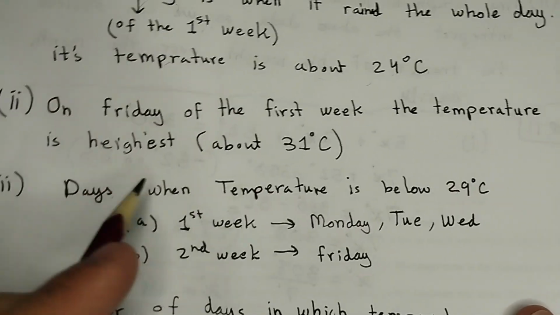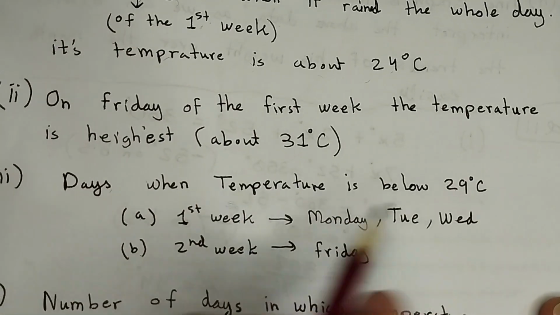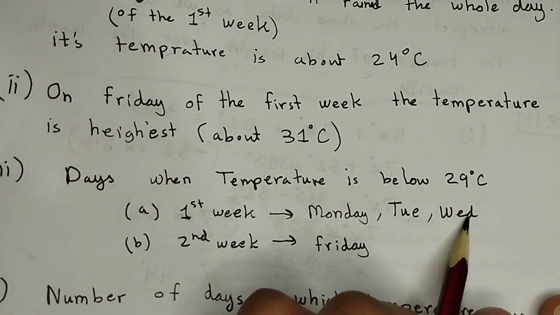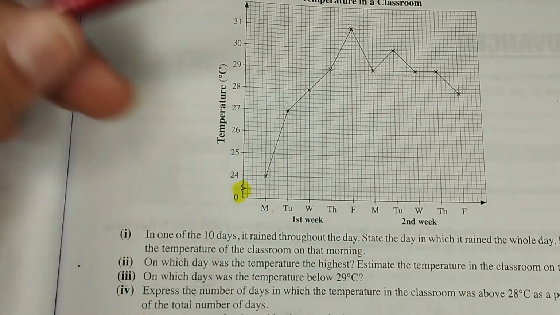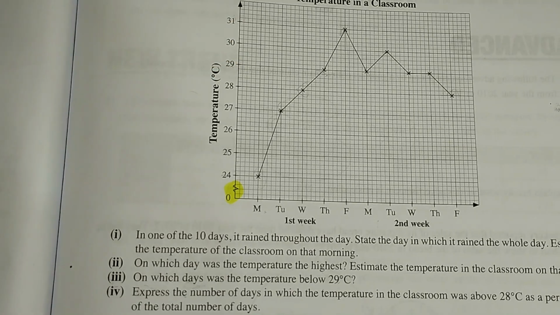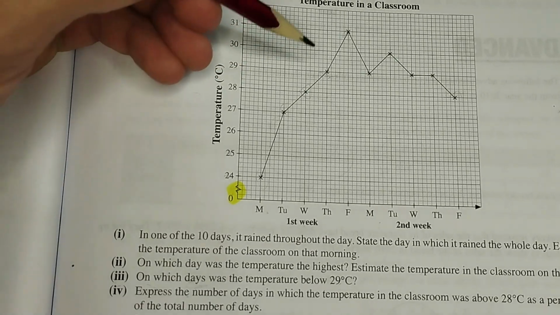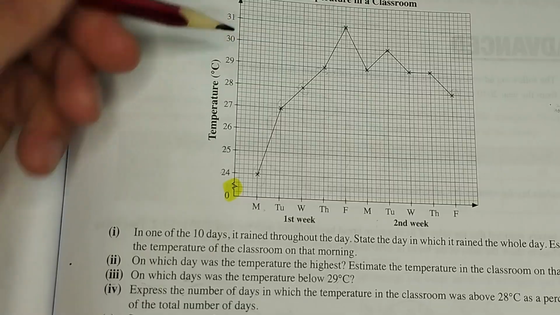So the days when the temperature is below 29 are, in the first week, Monday, Tuesday and Wednesday, and in the second week, Friday, as you can see here, Friday, right? So the temperature is below 29. And in the rest of the cases, it is either 29 or above 29. So we're not talking about them, right?